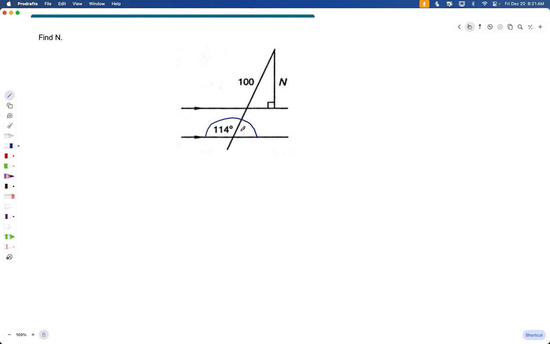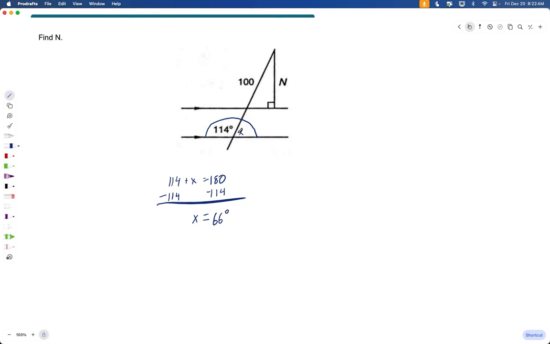So I'm going to call this x just for now. 114 plus x is equal to 180. I subtract 114 from both sides, and x is going to be equal to 66. Okay.